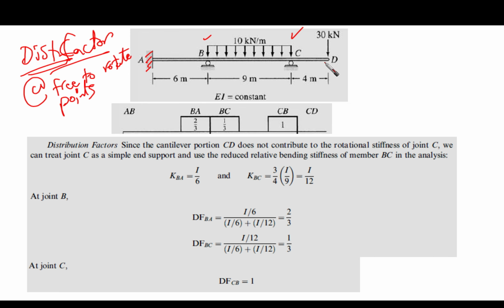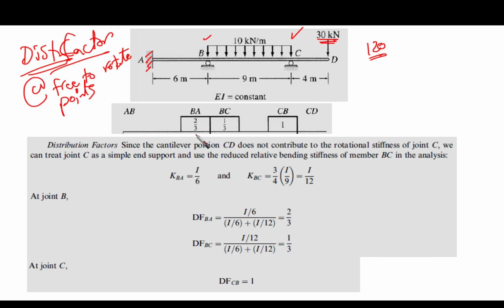D, we're not going to consider it actually here, as you are going to see. We're not going to look at this part at all, we are just going to take its contribution, which is the moment. So 30 times 4 is going to give us 120, as I'm going to show you, and put it here and forget all about this part. Okay, so first of all, we now know that we have 2 points that are free to rotate, which are point B and point C.